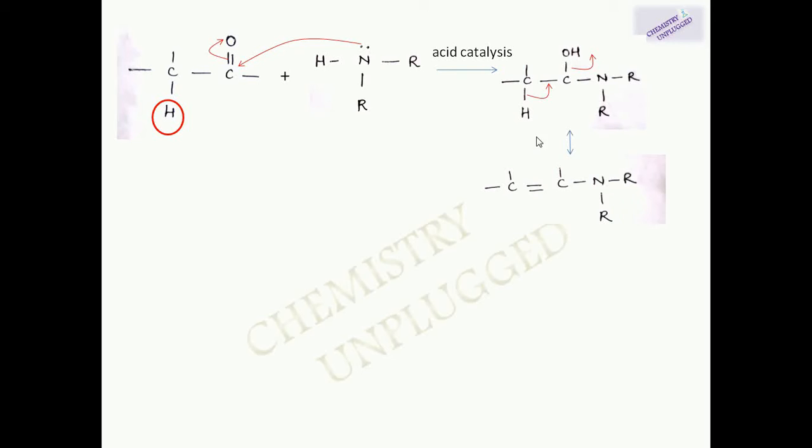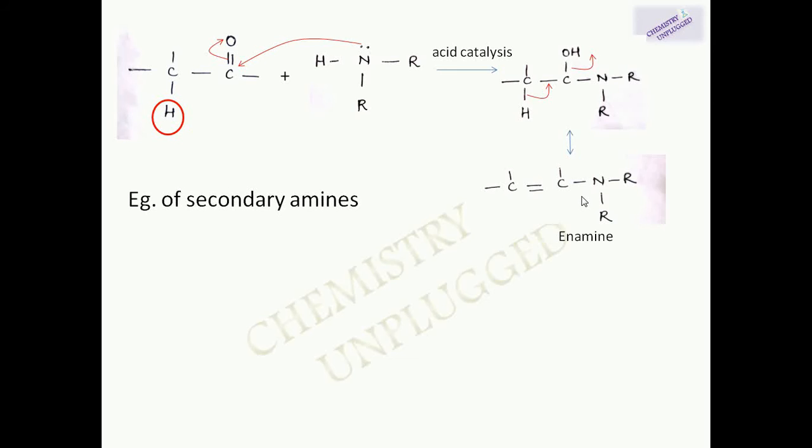So we have one aldehyde or ketone here which has one alpha hydrogen. Then we have a secondary amine and this reaction is acid catalyzed. So first, this lone pair of electrons of nitrogen will attack the carbon. In this reaction there is removal of a water molecule. So we have one unsaturation here. So it is an alpha beta unsaturated amine, that is, an enamine.